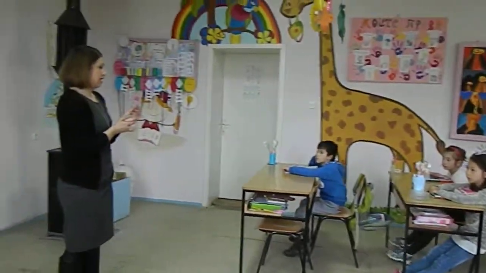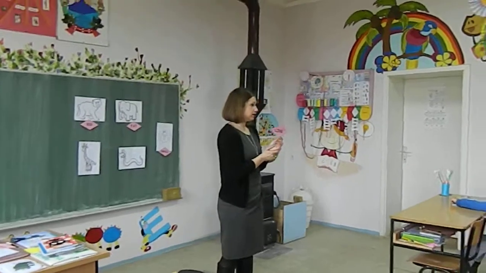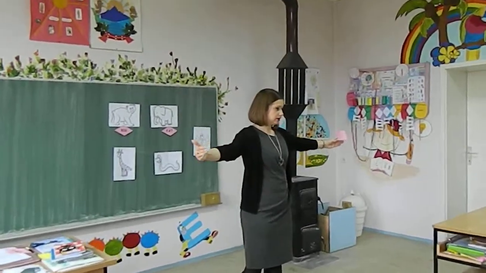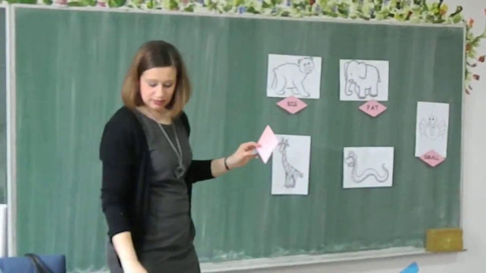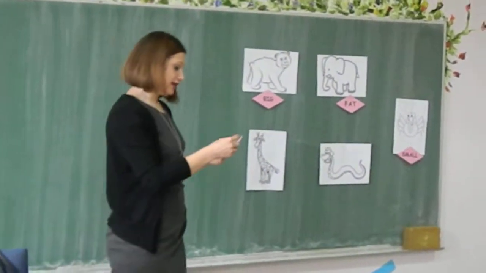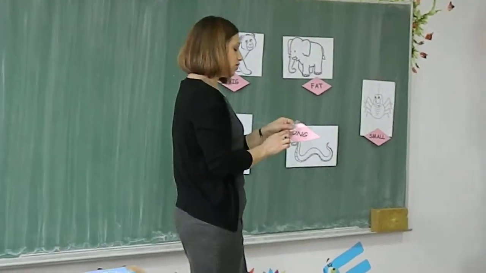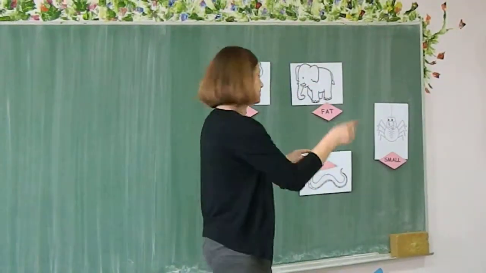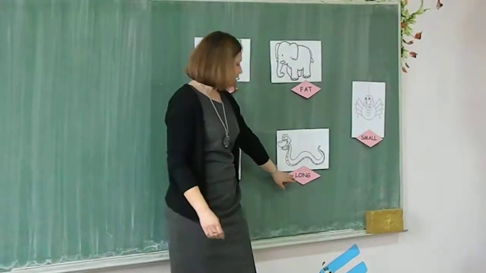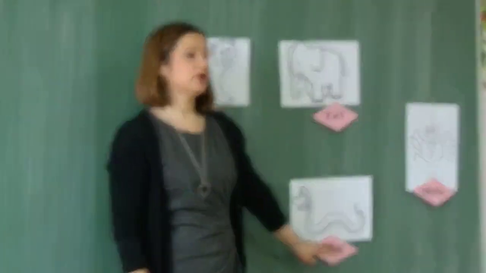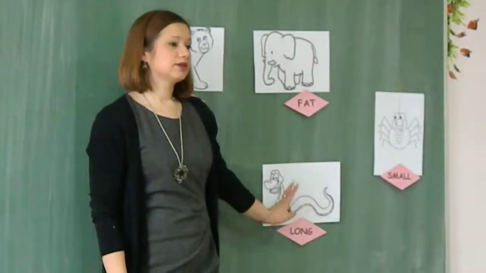Long. So it's long. What does it mean? Snake. Okay. So what's that in Macedonian? Snake, yes. What does the word long mean in Macedonian? Yes, Nemanja. So good. Long. So repeat after me. Long. Long snake.